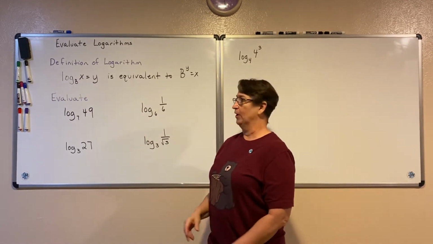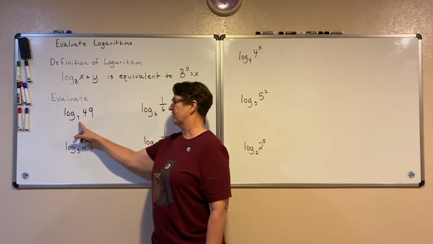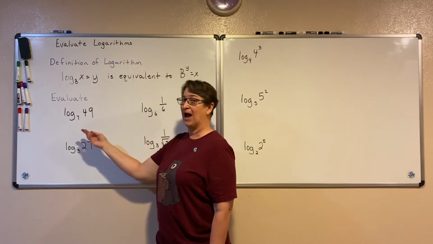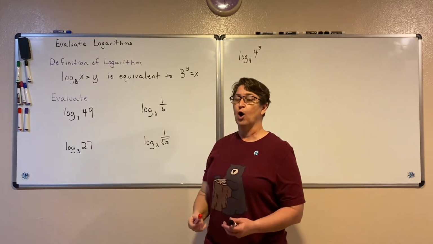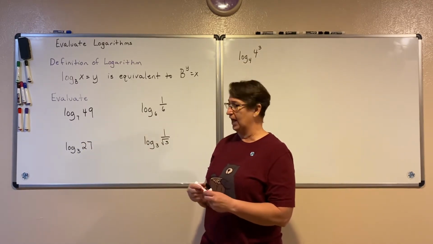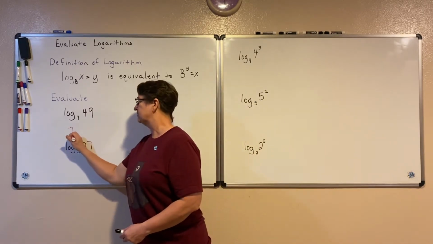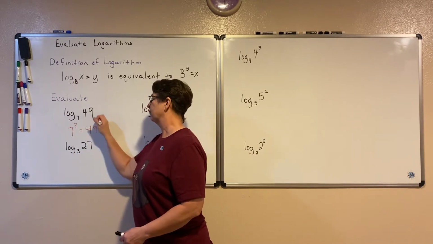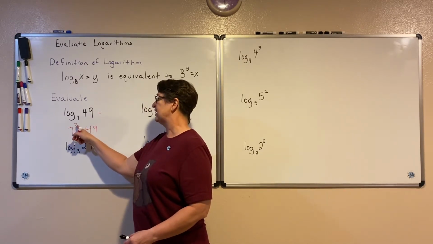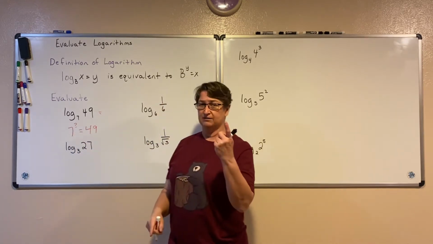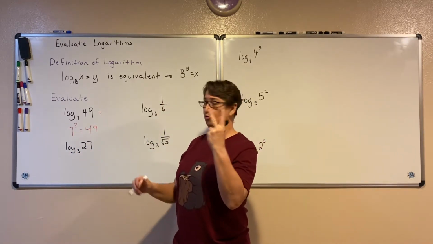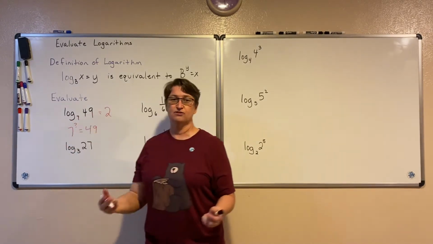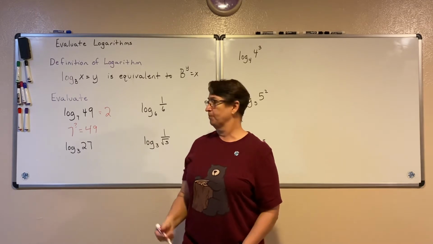We're going to evaluate. So when I have log base 7 of 49, I'm just looking for the exponent. I'm asking myself, 7 to what power gives me 49? 7 to the second power equals 49. 7 times 7 is 49. So it's equal to 2. Log base 7 of 49 is just a fancy way of saying 2.